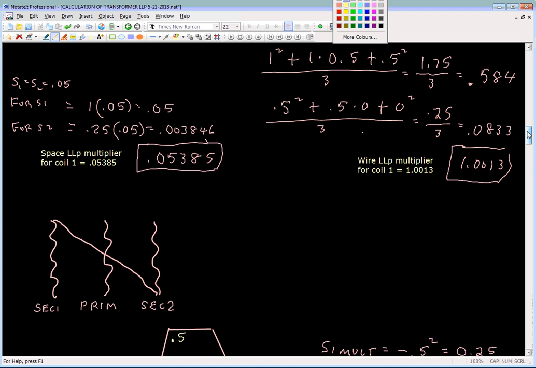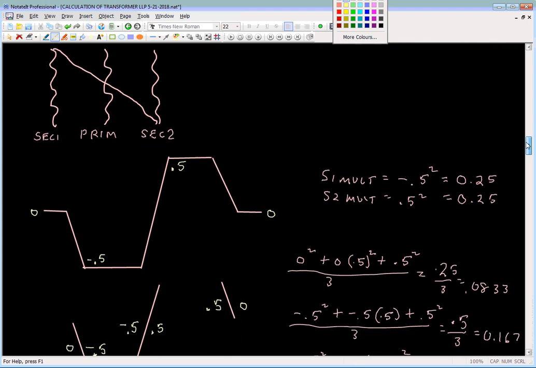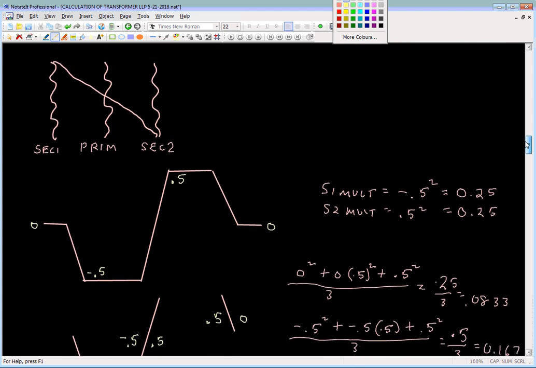And I didn't do it here yet, I'll do it a little bit later. Here's another example. Only got 7 minutes to go. We do the same thing exactly, only now we have a secondary, a primary, and a secondary.